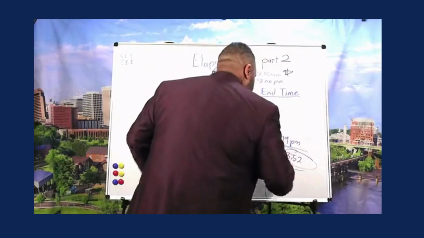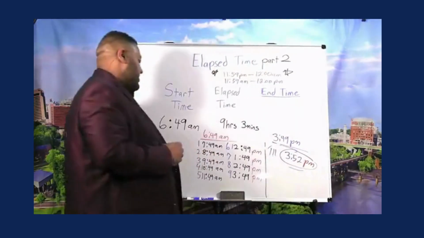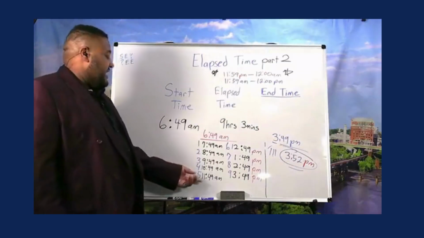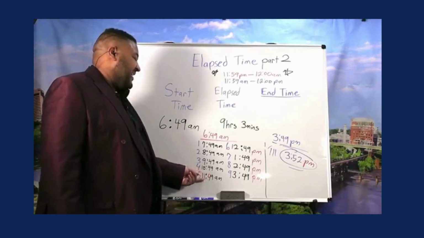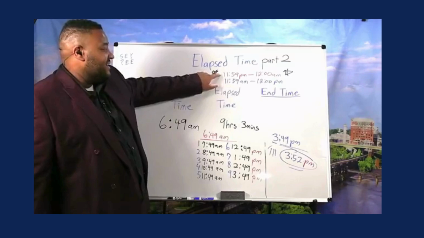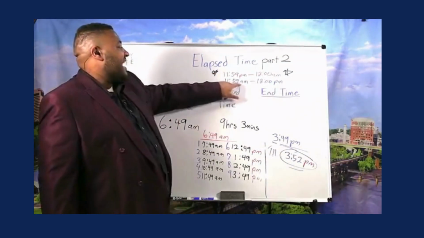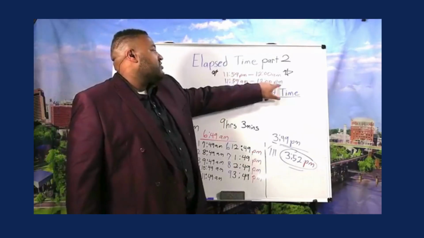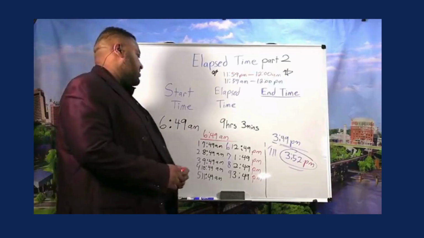And don't forget, I will just change this color real quick. Because what happened? At 11:49 a.m., going from 11 to 12. At 11:59 p.m. it changes to a.m. 11:59 a.m. changes to 12 o'clock p.m. And that's what happened here. Questions or concerns?